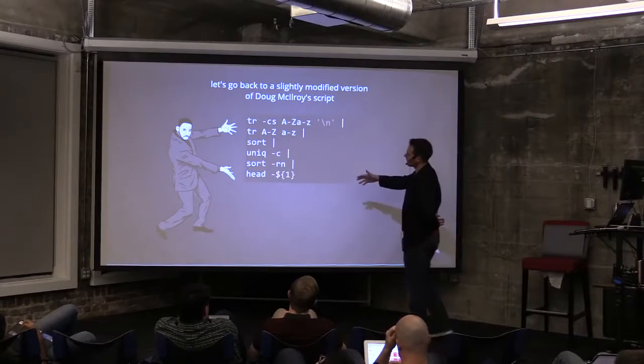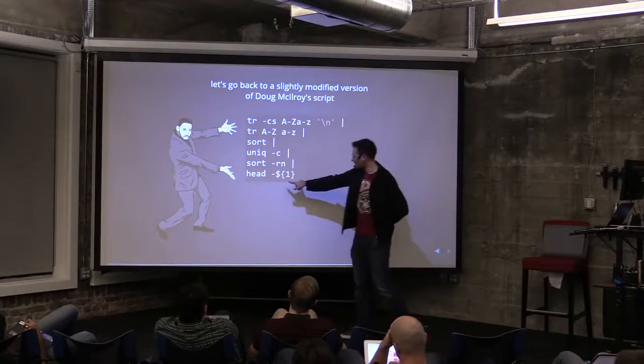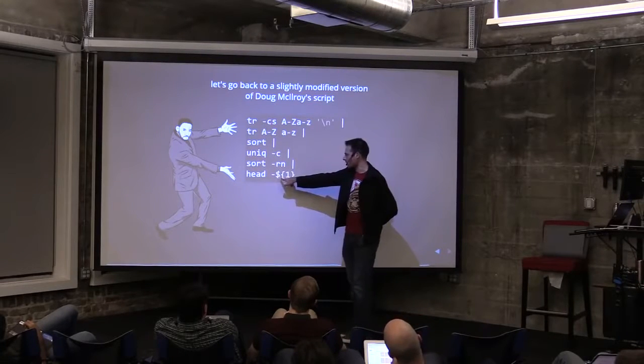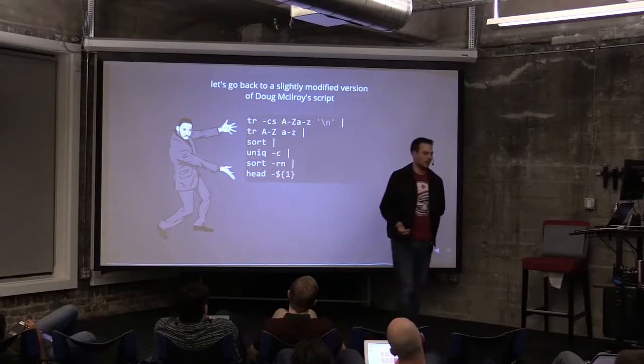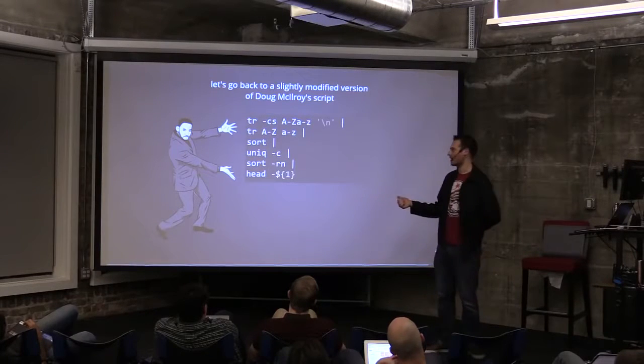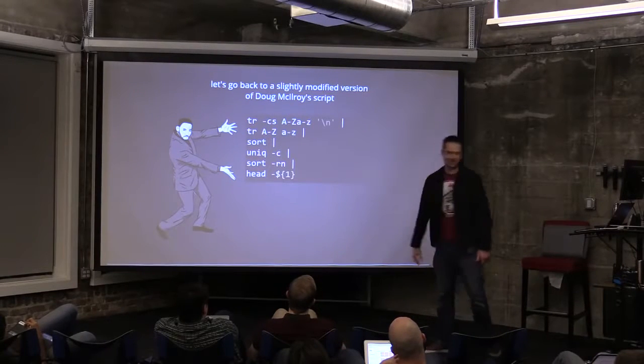And then basically, if you were going to try to run this, then you would just replace this whole construct here, this $1, with an actual number. And it would get you that many lines. That's the whole shell script.